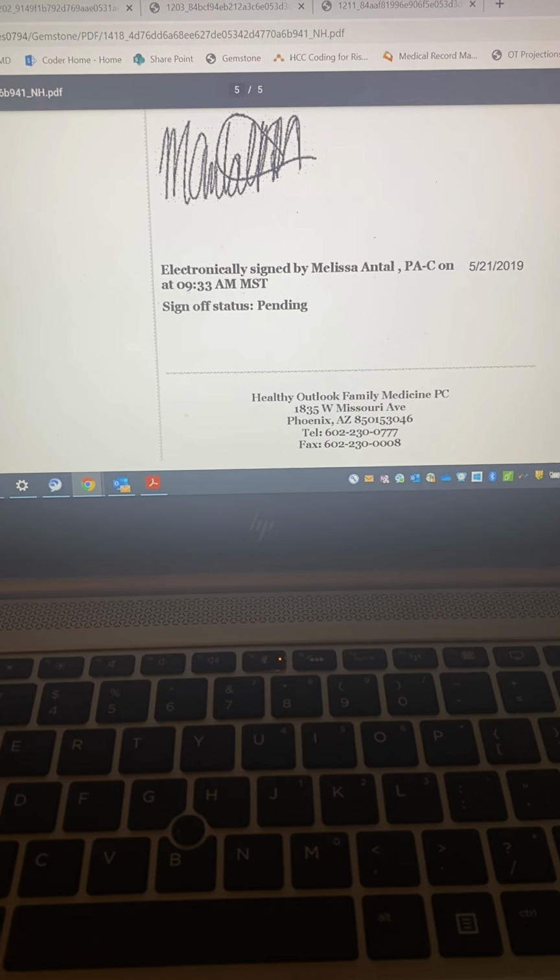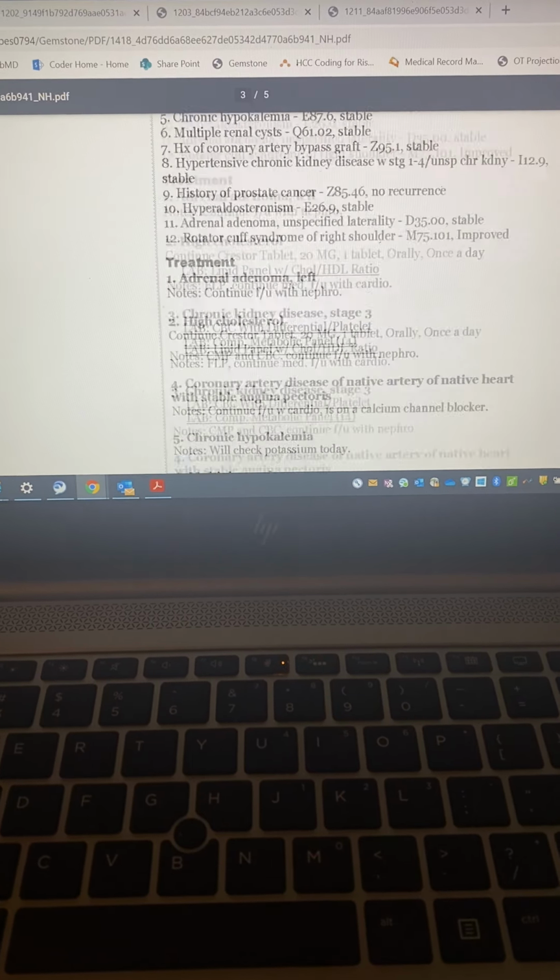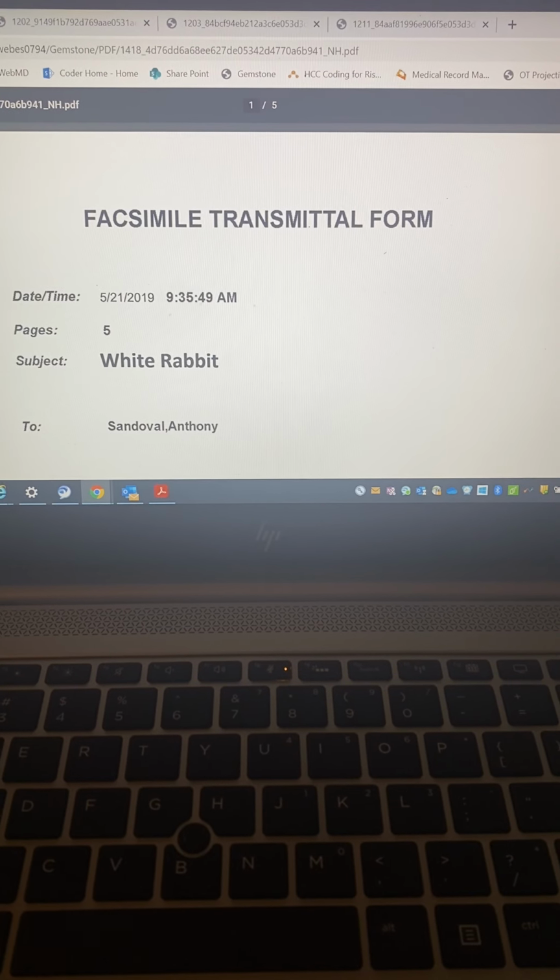So now let's go back through the chart. And let's talk about E&M leveling as we go back through the chart.